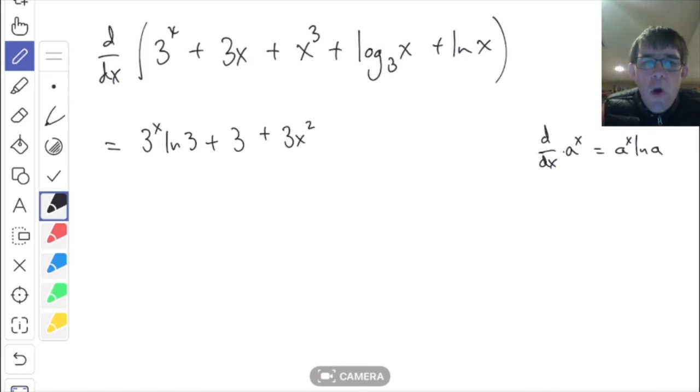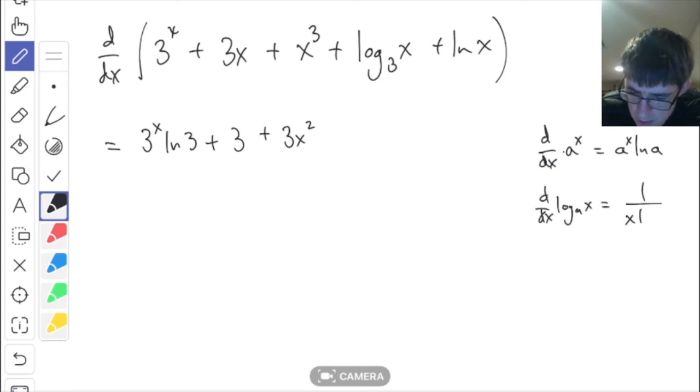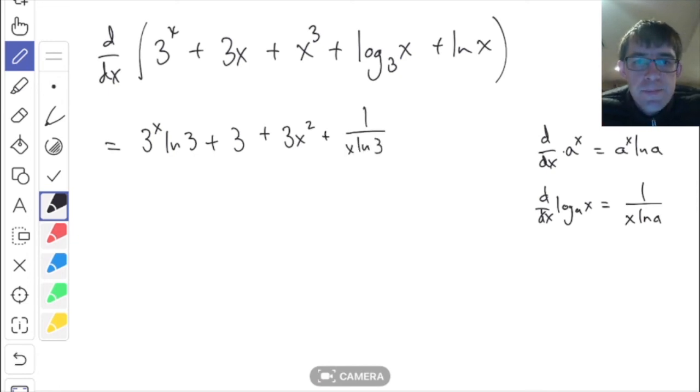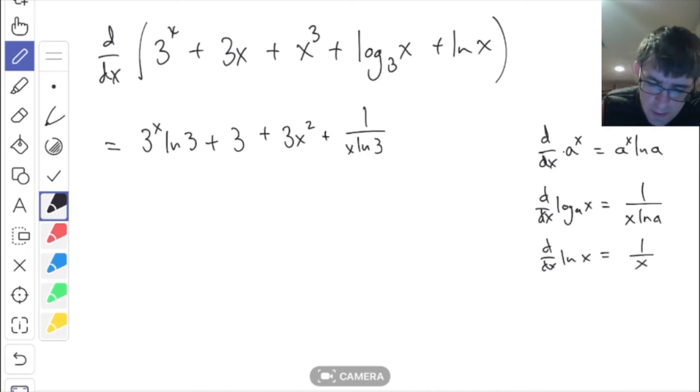What about log base 3 of x? For that, you need to remember this formula. Derivative of log base a of x is 1 over x ln a. So when I see log base 3, I just plug into that formula directly with a equals 3. I get 1 over x ln 3. All right. And then finally, ln of x, the derivative of ln. This is another formula that you need to know. It's simpler. It's just 1 over x.